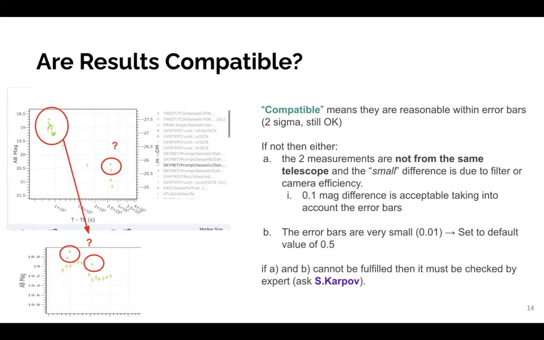And then up to 0.1 magnitude difference is acceptable, taking in the error bars, but this is not the case here. And then the second case would be if the error bars are too small, which we saw for some of this kind of data, you just set it by default to 0.5 so that it is reasonable. And then if both of them cannot be fulfilled, then it needs to be checked by Sergey.